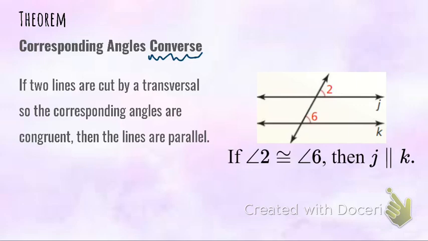So knowing the angles are congruent tells us that the lines are parallel, instead of knowing that the lines were parallel meant the angles were congruent. Okay, so that's what is meant by converse. Take a second, write that down, and we see that angle 2 and angle 6 are congruent. They have one arc. They're in corresponding positions. And because those two are congruent, we can say that line J and line K are parallel. And that's what this part here is saying: line J is parallel to line K.